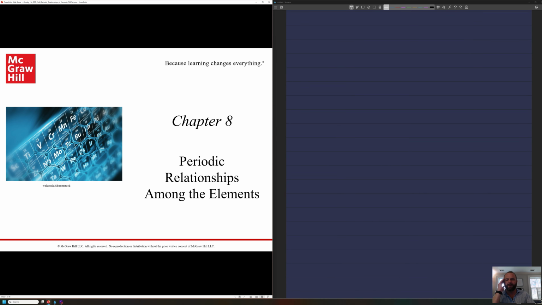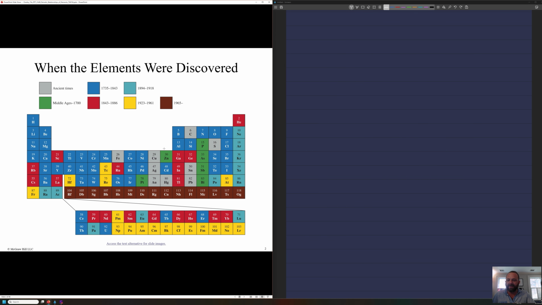All right, so we're going to start with chapter 8 in your text, periodic relationships among the elements. So briefly, not much about its history, just sort of a background, and then we'll get into why it's organized the way it is, why it's useful, and certain trends that become apparent once you become familiar with it. So over time, it's one of the great achievements of chemistry that we have essentially discovered all of the elements in the universe.